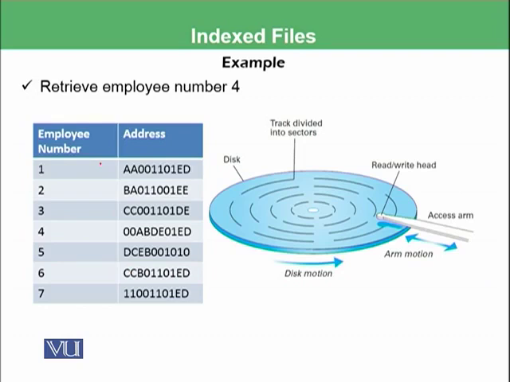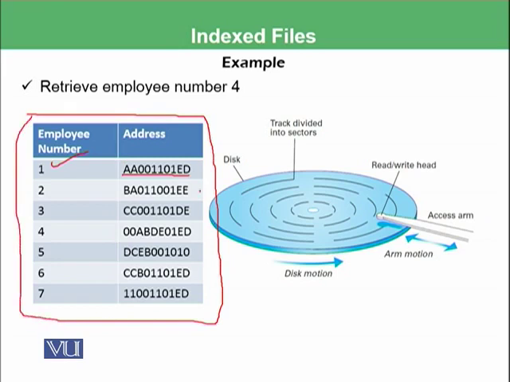So for example, if we make a table which says that employee 1 is stored at this address, AA001101ED. So this is the address where employee number 1 is stored, and suppose AA is the sector information, and from 00 it is the track information, and so on. So whenever we are interested in retrieving employee record 1, we will look into this table which is shown over here, and we will go directly to that particular location. For example, this location is somewhere here, and we will start picking the record from here.